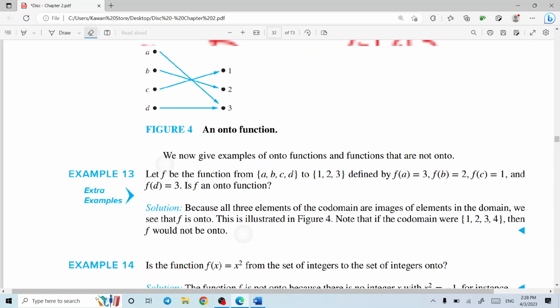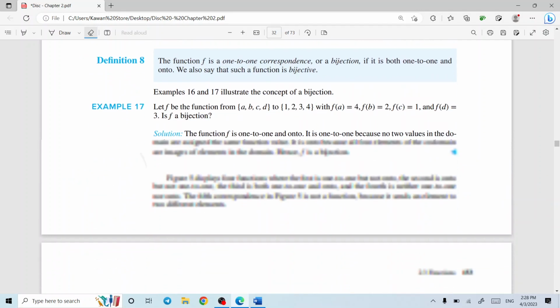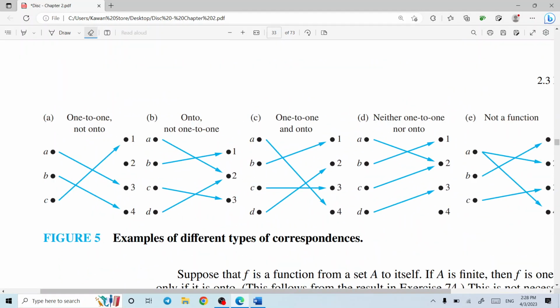And don't worry, we have good examples here. I'm going back to the others. Look at this example. We have a one-to-one, right? It's one-to-one, but it's not onto. Why is it not onto? 2 is left. Tell me about part B: 1, 2, 3, 4, yes. Is it one-to-one? No. Why? Because of A and D.